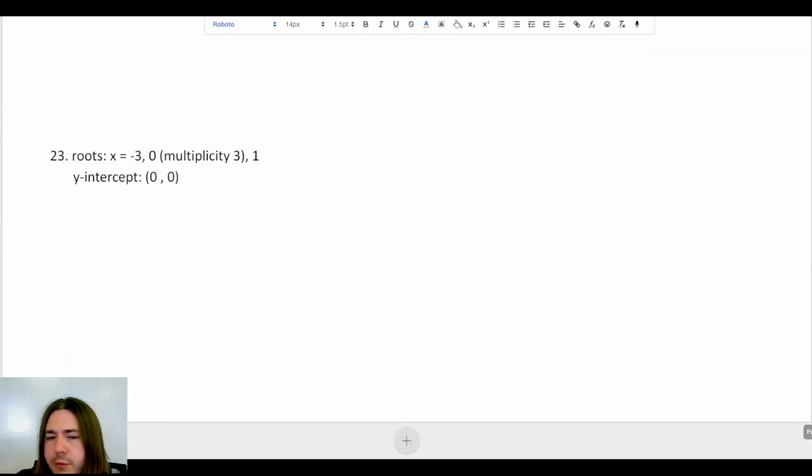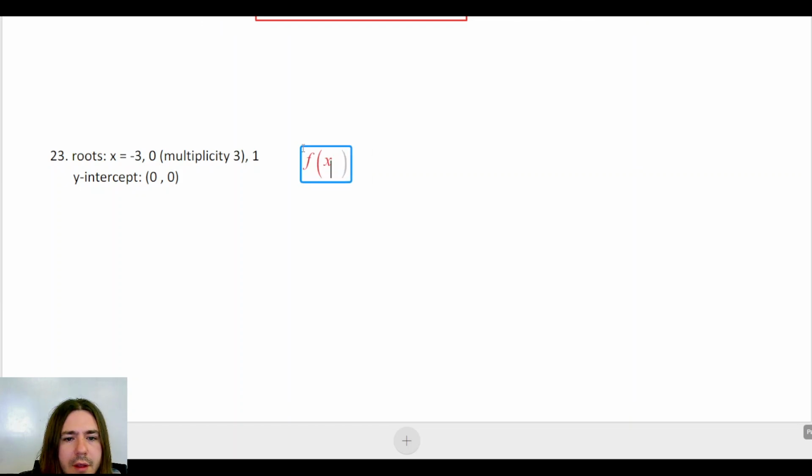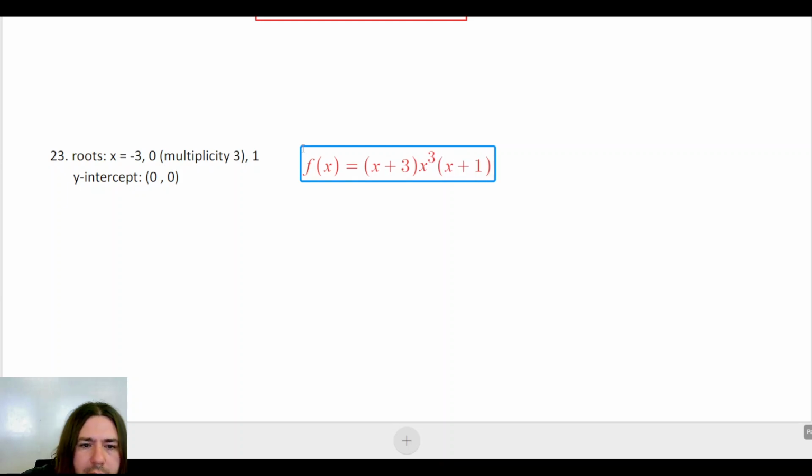So number 23, we got all kinds of roots going on here. All right, so the first one is going to be -3, so we've got x plus 3, and then we've got 0, which is just going to be x, but multiplicity 3, so it's x cubed. And then our last one is x plus 1, or minus 1.